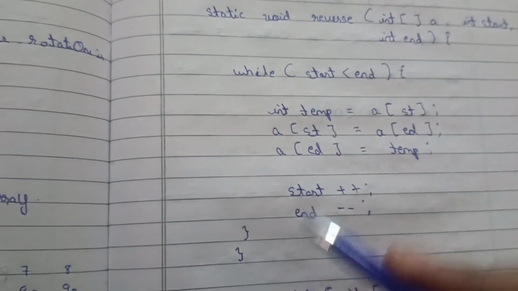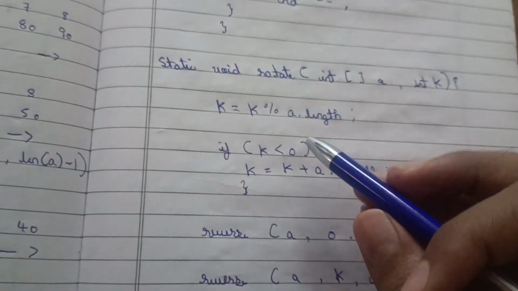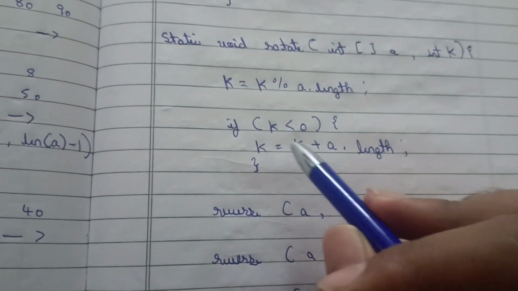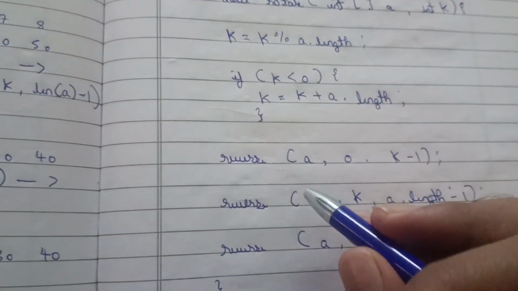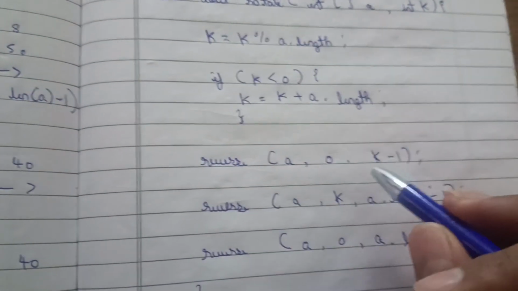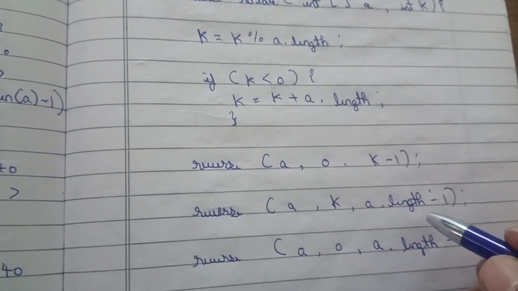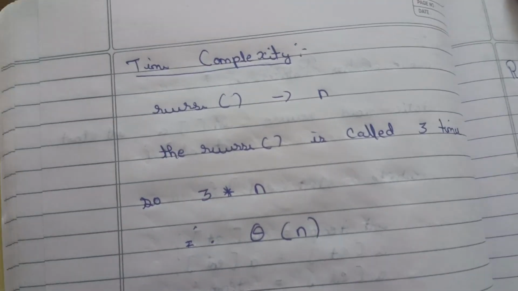This is nothing but the swapping, which is a reversing function. And here we are calling the rotate function. Here we are checking the k value, and if it is less than 0, we are adding the length of the array. And here you can see we are calling it 3 times. First from 0 to k minus 1, then k to length of array minus 1, and again reversing the whole array will give us the rotated array. Now we will see the time complexity of the program.